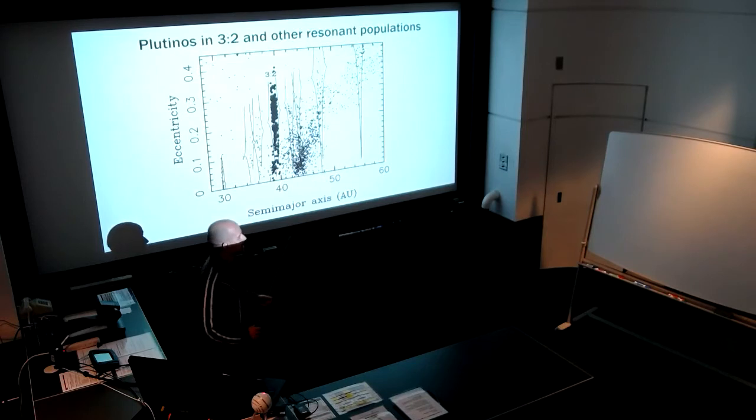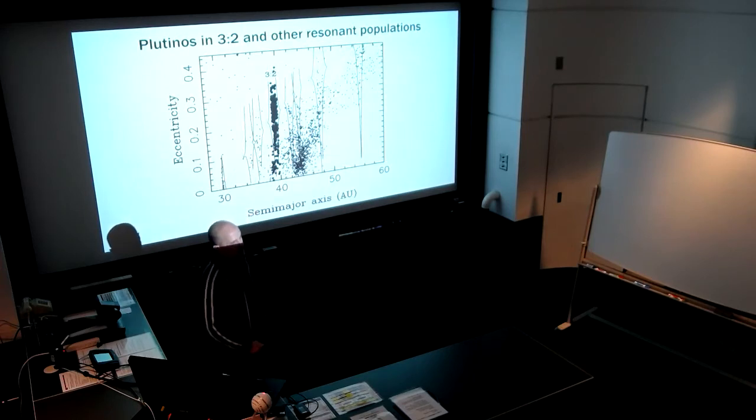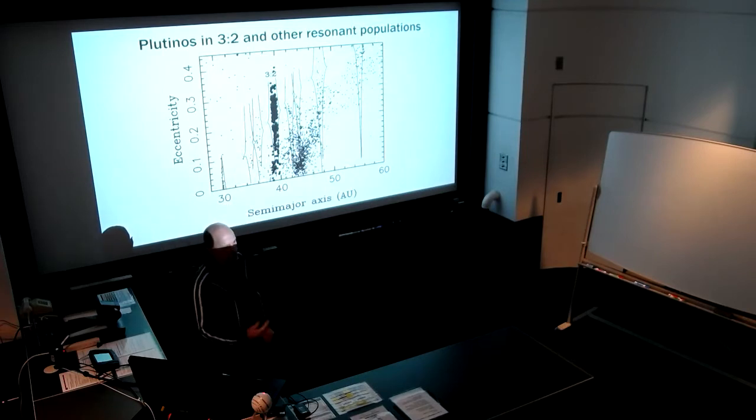In addition to that, you have these columns of objects located at the same semi-major axis. These are bodies in orbital resonances with Neptune. The most famous case is that of Pluto and the Plutinos in the 3-to-2 resonance with Neptune, which is a location where the orbital period is 1.5 times larger than the orbital period of Neptune.